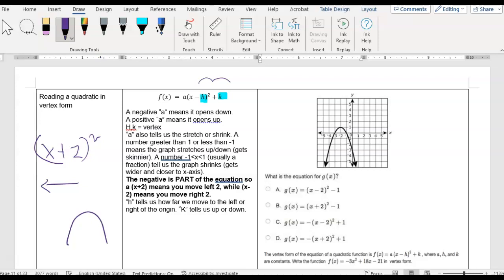So this is, what is the equation for g of x? Well, we know that it can't be a or b because this is open down, it's frowning, so we have a negative coefficient. That leaves us with either c or d. What we want to look at here then is, what is the vertex? The vertex in this one would be 2, 1, and in this one be negative 2, 1. And so that tells us that d is our best answer.